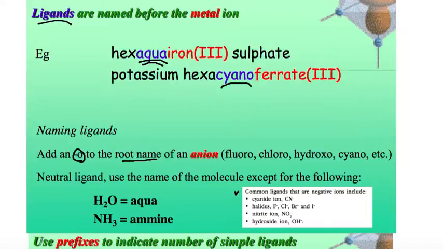So in this case, for example, if it's fluorine, we would refer to it as fluoro. If it's chlorine, then it's chloro. Hydroxide would be hydroxo, and cyanide would be cyano. As for neutral ligands, which means ligands that do not have a charge, for example, water and ammonia, we would simply refer to them as aqua or ammine. For the rest of the ligands that are charged, we simply add the letter O to the root name. All right, so take note of this. This is really important.